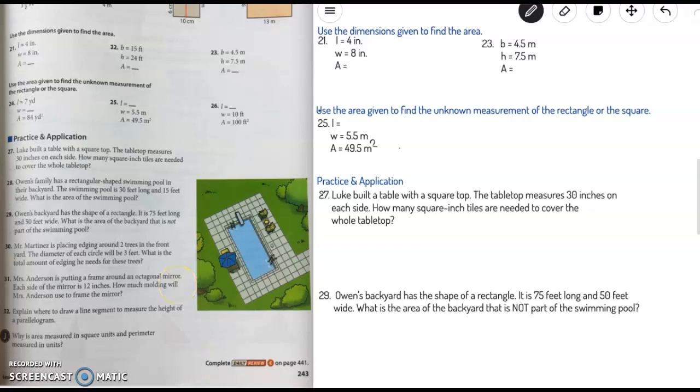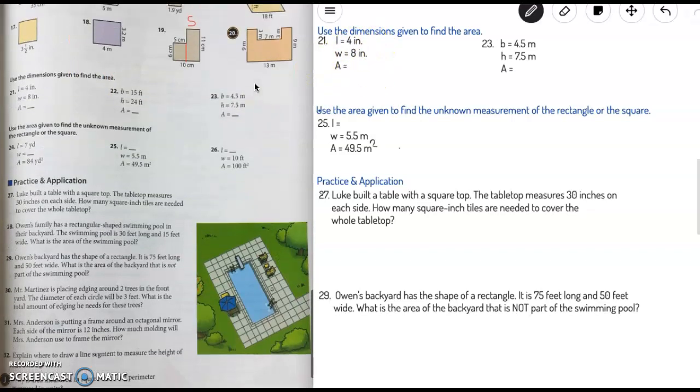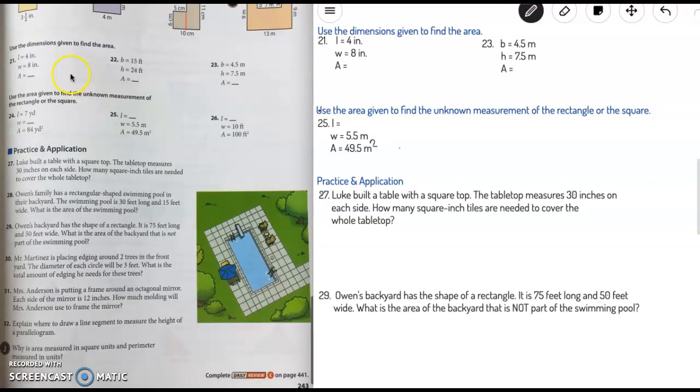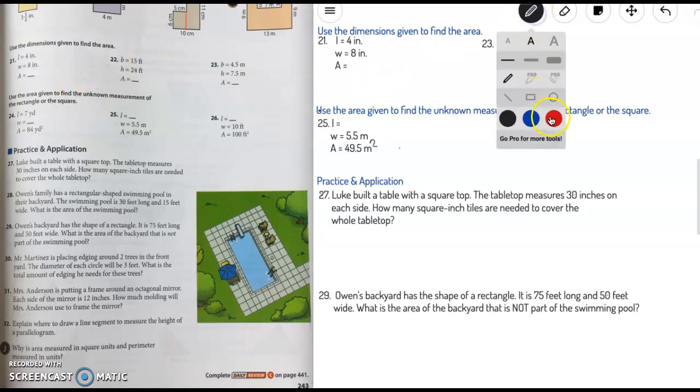All right, part 2, page 243. Let's go. Use the dimensions given to find the area. So here we're doing the same thing, but they don't actually give us the shape. If it helps you, definitely you can draw the shape.